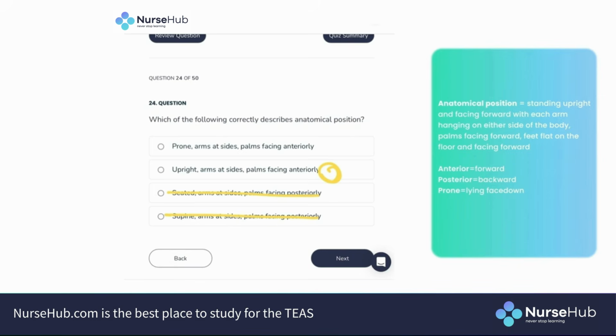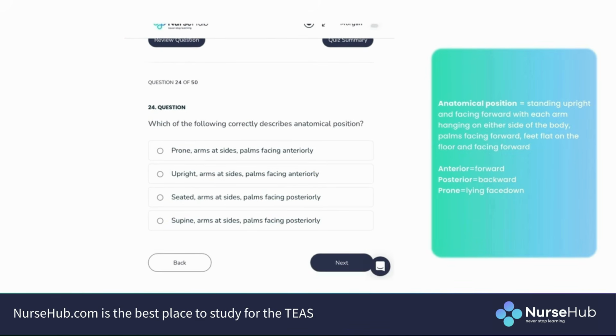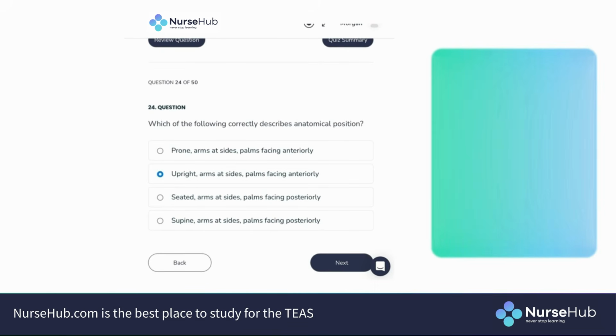Prone means lying face down. So that answer is also incorrect, right? So it's just a process of going through and looking at the terms that you know and eliminating answer choices based on the knowledge that you do have. This answer has us upright, arms at sides, palms facing anteriorly. This sounds correct to me. I'm going to go ahead and select it, and this is the correct answer. I'm going to delete these annotations, select the correct answer here. Move on.